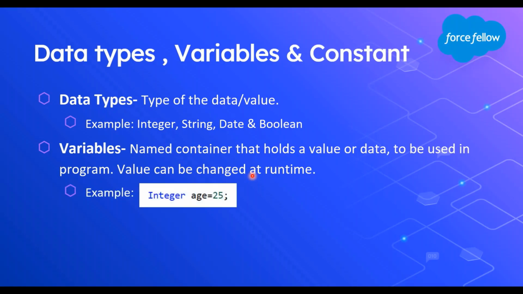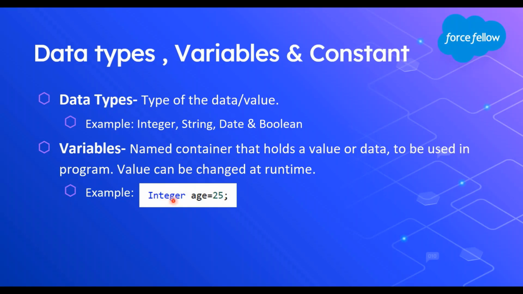And this is an example of a variable. Like here integer is the data type, age is the name of the variable and 25 is the value. So this is the syntax to declare any kind of variable in Apex. Like first we need to define the data type, and it depends on the data, like what kind of data we want to store. In this case we wanted to store a number, so we have used integer here.